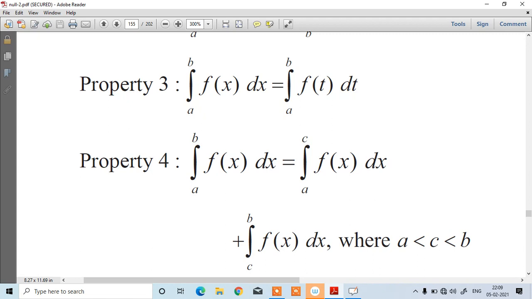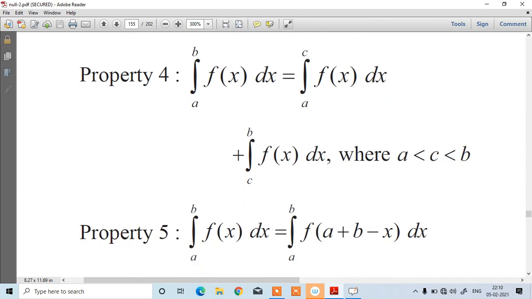So all these properties are related to the lower and upper limits of the integration. It totally depends on the limits of the integration. The function is the same, f of x. Okay, so these are the 4 properties. Very simple properties are these.